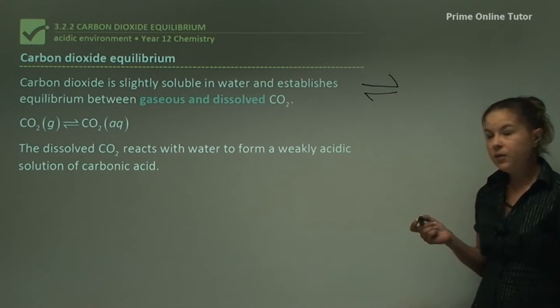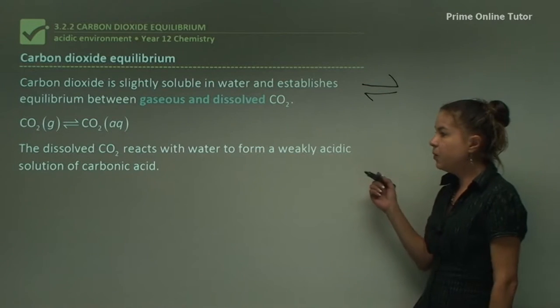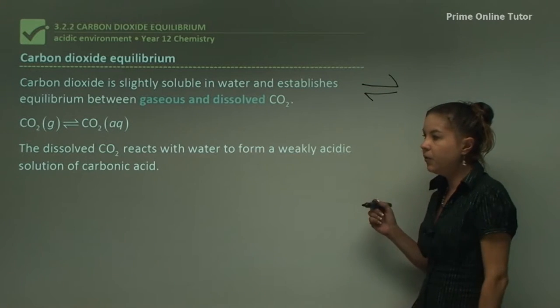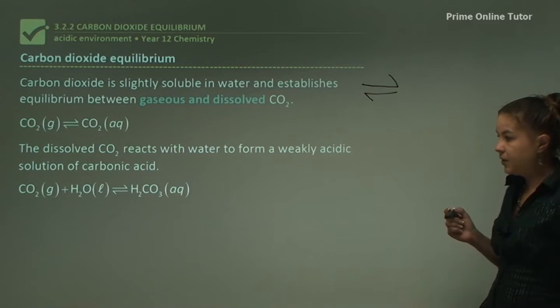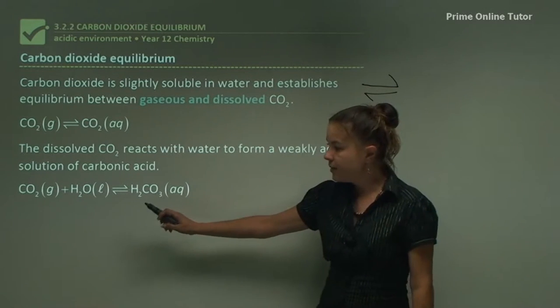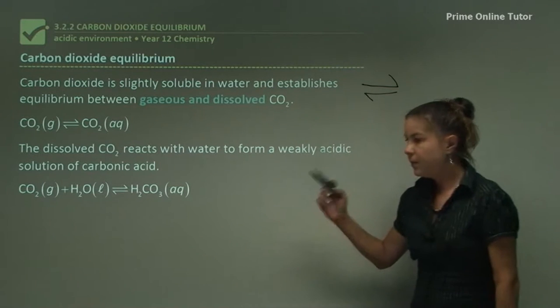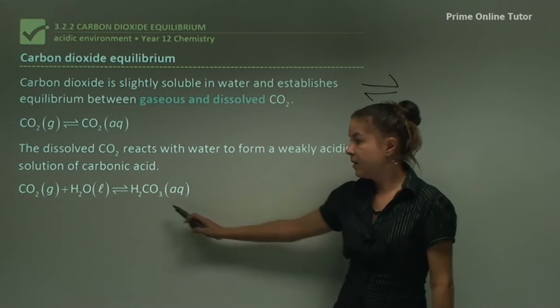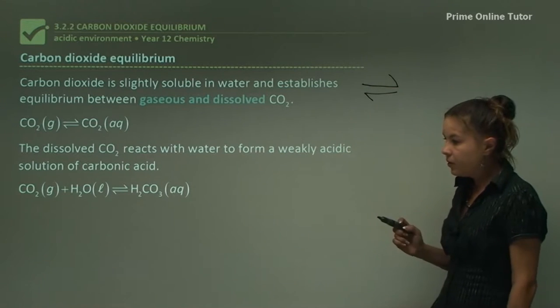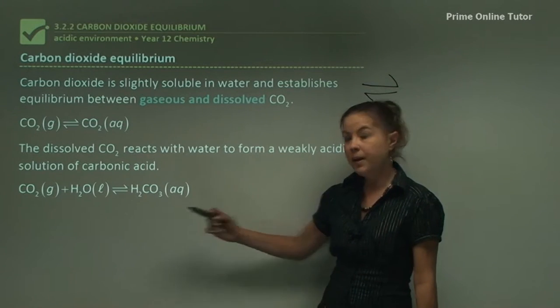So the dissolved CO2 reacts with water to form a weakly acidic solution of carbonic acid. And we have the equation there. So CO2 gas in liquid water is in equilibrium with carbonic acid, H2CO3. You could also name this compound hydrogencarbonate.